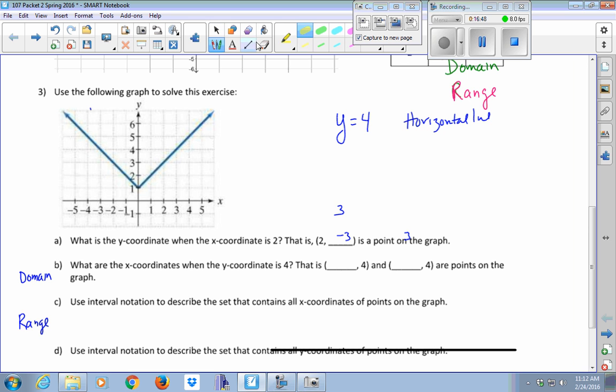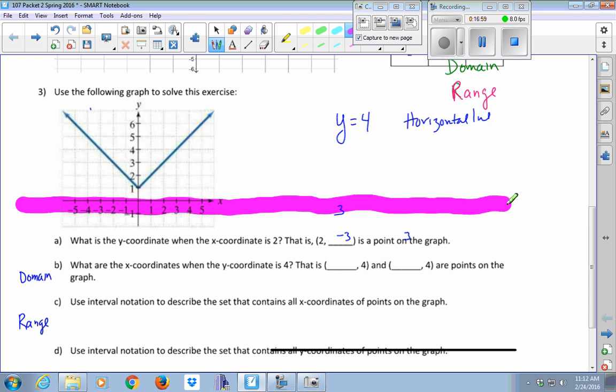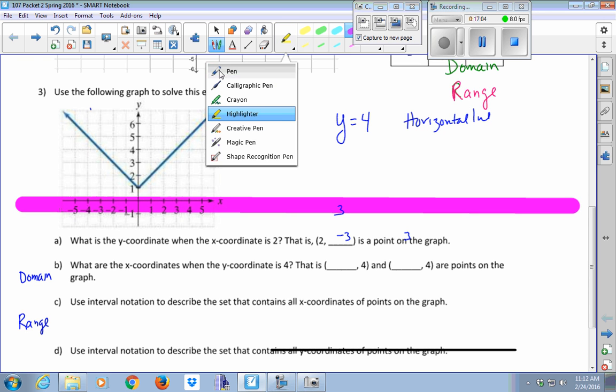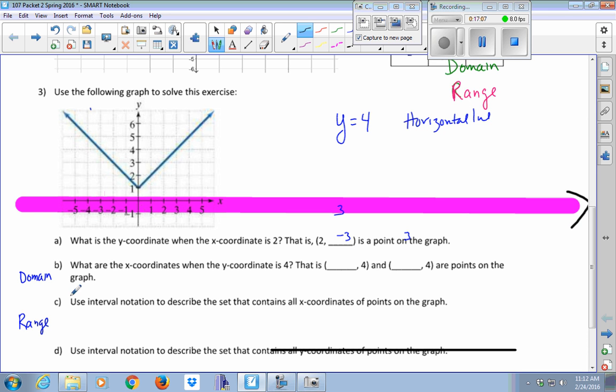So that means that the set of numbers would be this entire number line, the entire thing as far as I can draw it, in both directions. That means the set of x coordinates is all real numbers, all of them. There's no limit on what I can put in for x. I can take the absolute value of any real number and add 1 to it. So the interval notation would be parentheses negative infinity, comma, infinity.